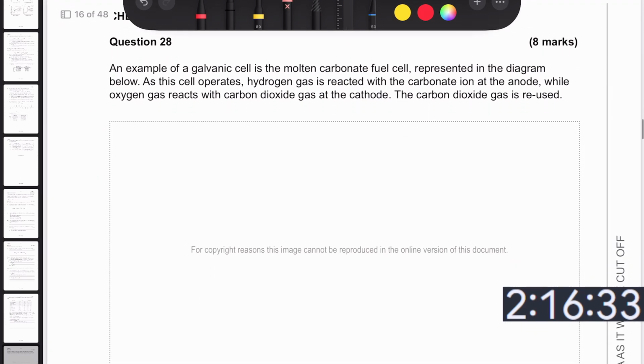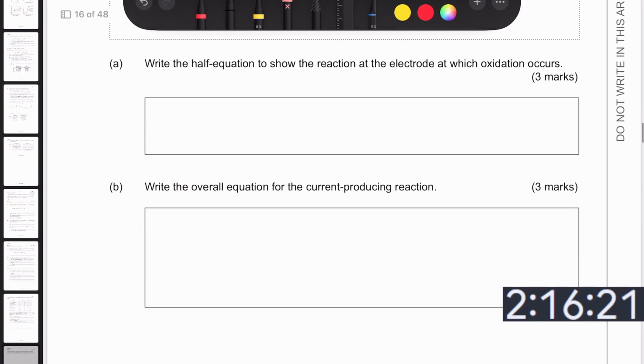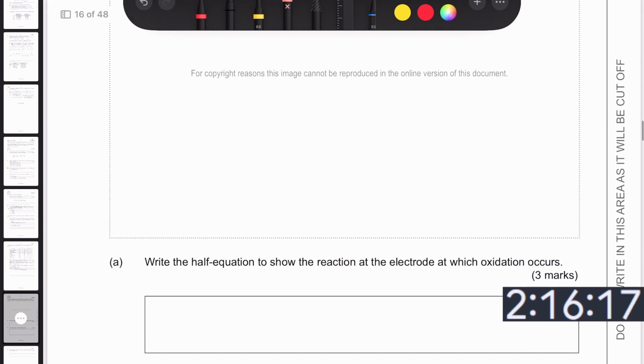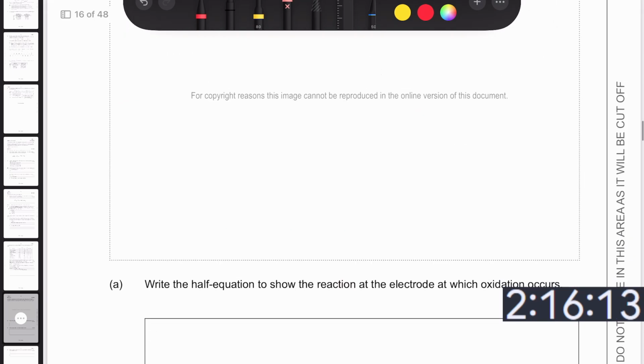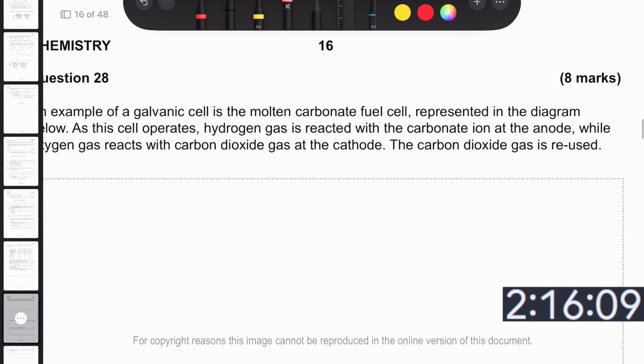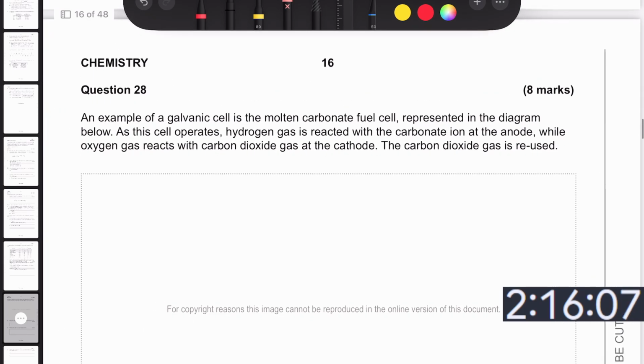Example: galvanic cell in the molten carbonate fuel cell, represented in the diagram below. It operates with hydrogen gas reacted with the carbonate ion at the anode, while oxygen gas reacts with carbon dioxide gas at the cathode. The carbon dioxide gas is reused. Okay, I can't see the image, but I should be able to work it out anyway. Write the half equation, showing the direction in which oxidation occurs. Oxidation is at the anode, so hydrogen gas is reacted with the carbonate ion at the anode.